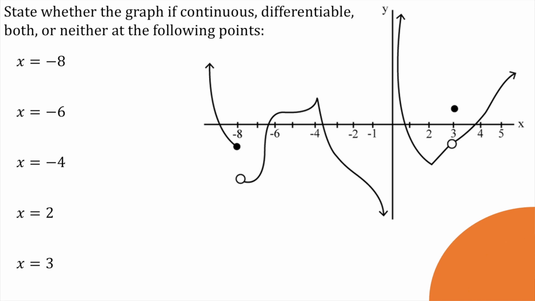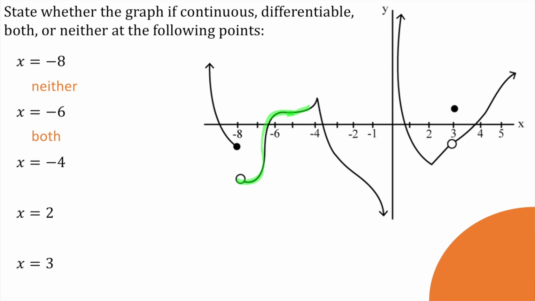First of all, x equals -8, that's right here. What do you think? Differentiable? Continuous? Neither? Both? Neither. It's not continuous, so it's automatically not differentiable. All right, continuing on our graph, we get to x equals -6. Is that continuous? Yes. Is it differentiable? Also yes. It's nice and smooth right there. So it's both continuous and differentiable.